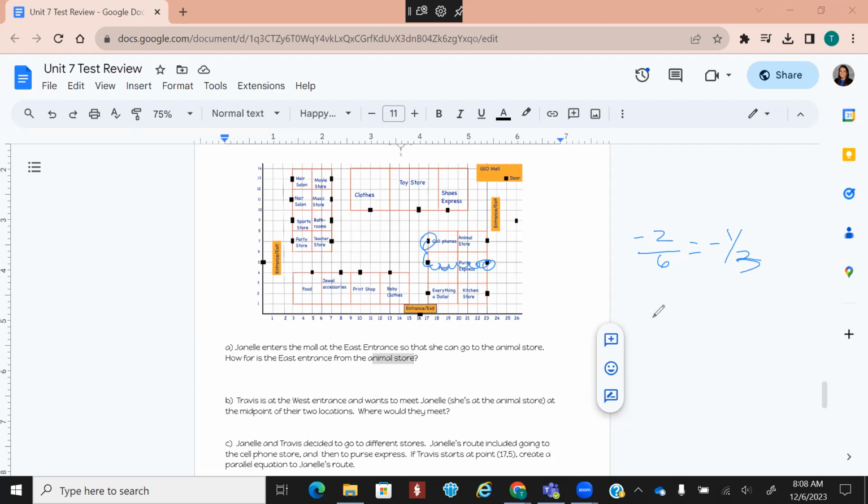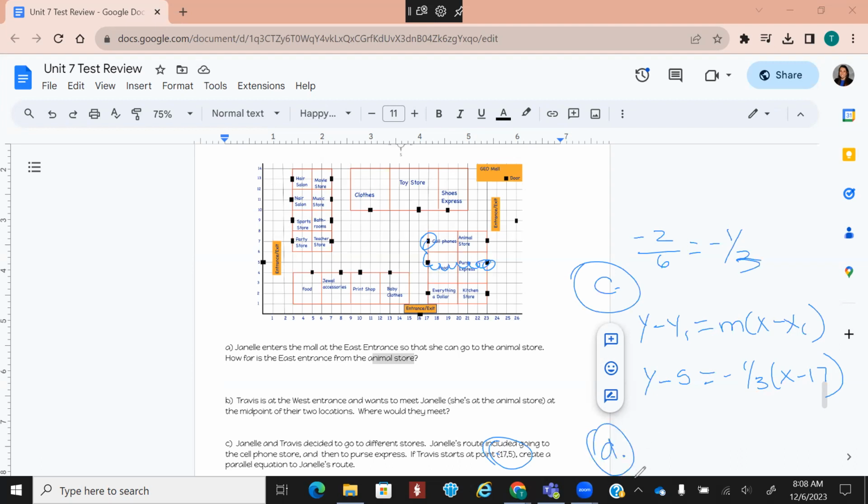But we want an equation with this starting point. So we're going to use point slope. And that's going to give us y minus 5 equals negative 1/3 times x minus 17. Ta-da! This is part C. Now, D, I think, asks you for a perpendicular, right? Yes, somebody confirm that? Okay. So that's going to be y minus 5 equals positive 3 because we're flipping that fraction times x minus 17.